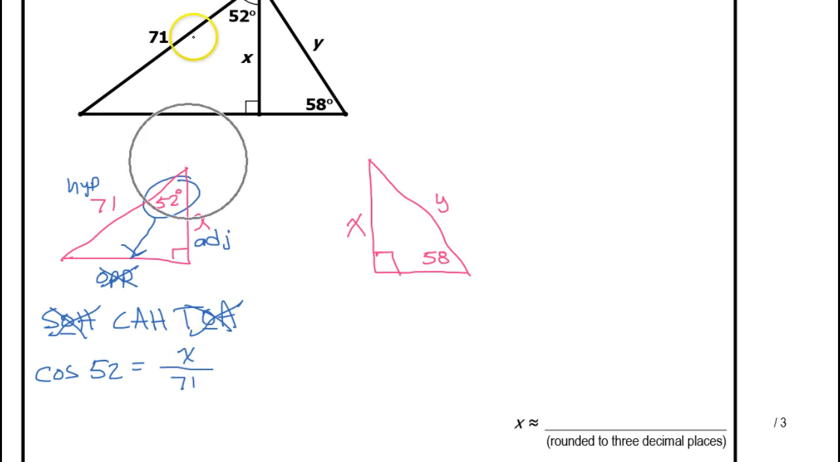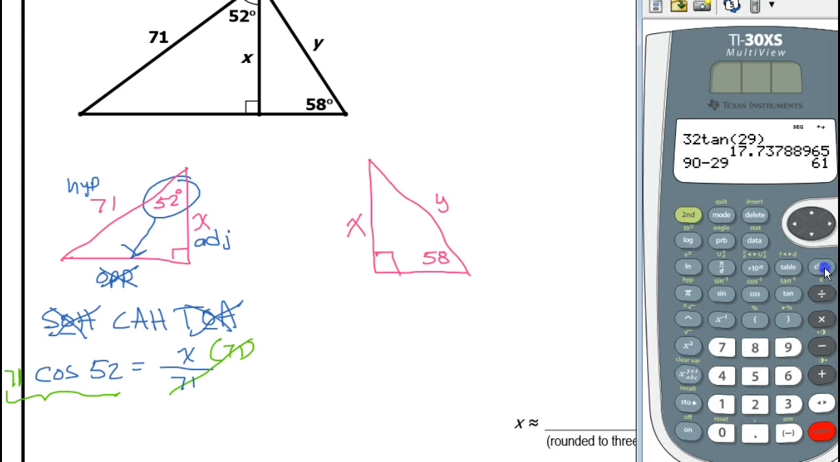When the variable is in the numerator, you multiply by the denominator. That way these cancel out. So over here we have 71 cosine 52. And that's going to give you the value of x. So we can just put that in the old calculator. 71 cosine 52. So that's 43.712. Got to round up.